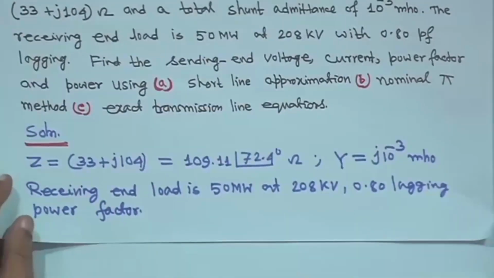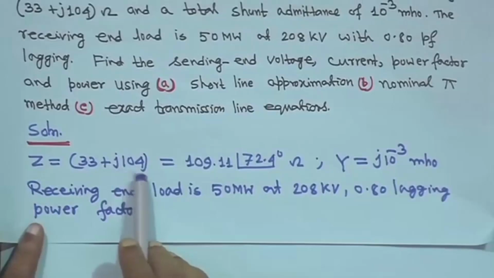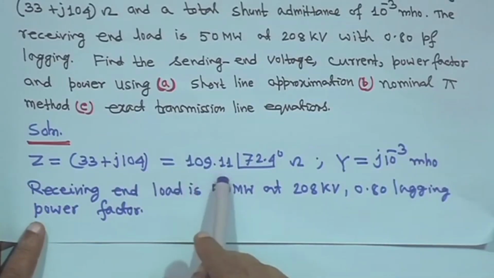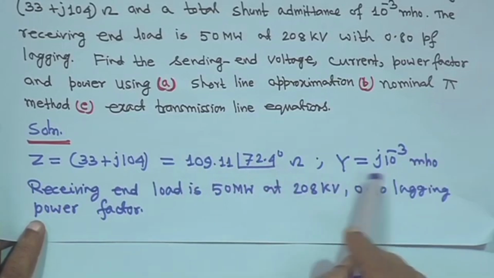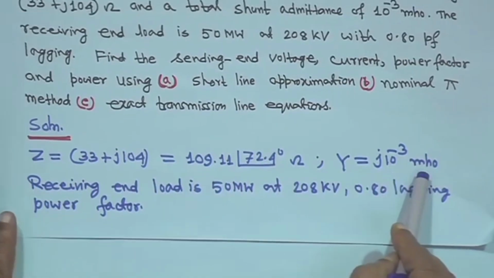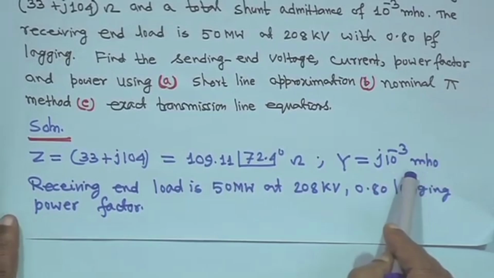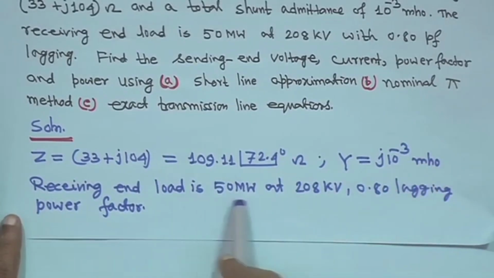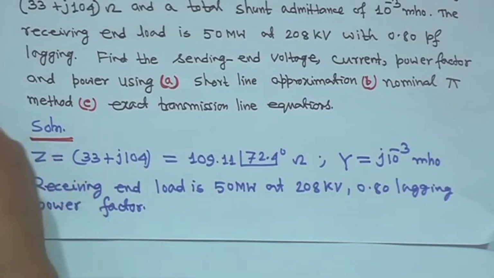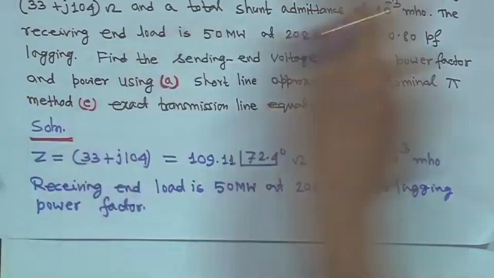So, we will use the same data. Z is given as 33 plus j104, which is equal to 109.11 angle 72.4 degree ohm, Y is equal to j times 10 to the power minus 3 mho. Siemens I am not writing, I prefer to write mho, right. So, writing mho. Receiving end load is 50 megawatt at 208 kV and 0.8 lagging power factor. So, first you have to find out the current.